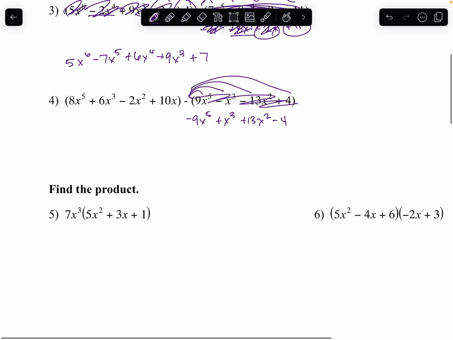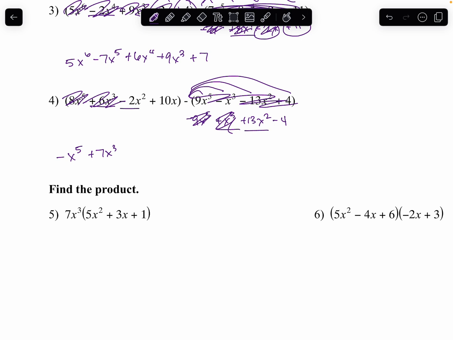Okay, and now combining like terms, the highest degree is 5. I'm going to combine those. That's just going to be negative x to the 5th. Those are gone. And then I have x to the 4th. I don't see any x to the 4th terms. So then I have x to the 3rd, and that's going to become plus 7x to the 3rd. Those are gone. And then we have a minus 2x squared, and so that's going to be plus 11x squared. And then plus 10x, but that's not going to combine with anything else, and neither is that negative 4, so those are going to stay.